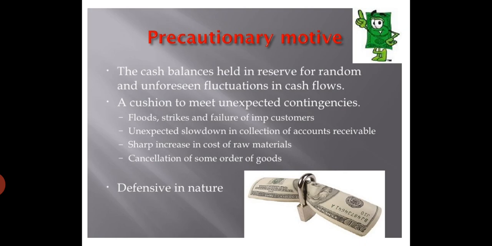It is a cushion to meet unexpected contingencies: floods, strikes, failure of important customers, unexpected slowdown in collection of accounts receivable, sharp increase in the cost of raw material, cancellation of some orders of goods. These are important constraints in the business. So, to meet future contingencies, we provide some percentage as reserves. That type of motive is known as the precautionary motive. It is defensive in nature.